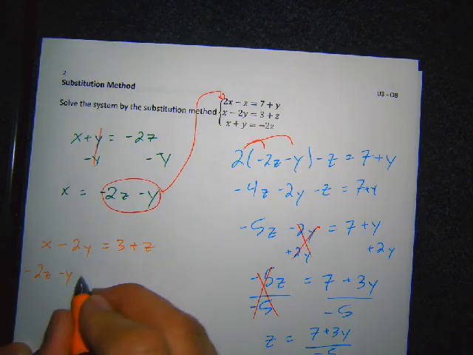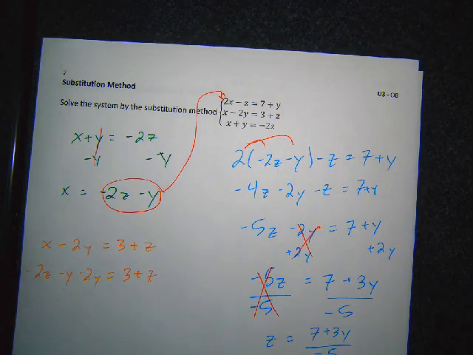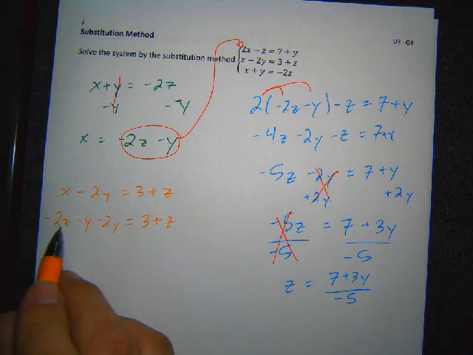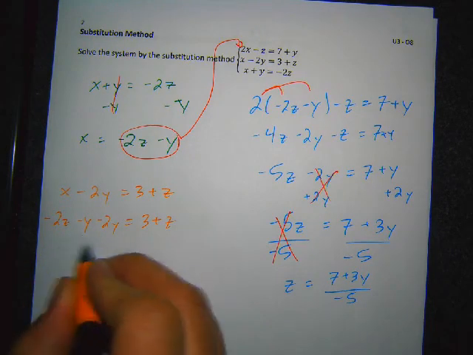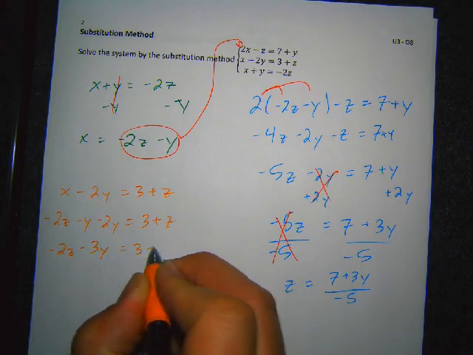Replace the x, still minus 2y, still equals 3 plus z. Then we can simplify this a little bit. Let's combine some like terms. So let's get stuff together. So the negative y and the negative 2y gives us a negative 3y. Still negative 2z equals 3 plus z.